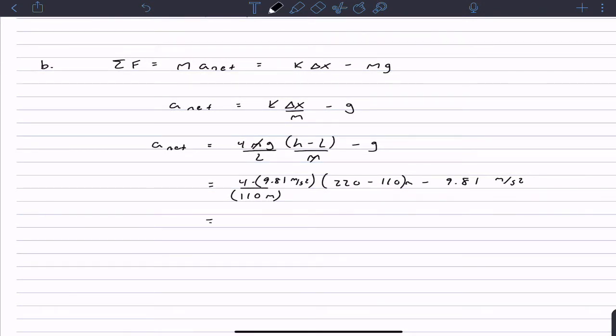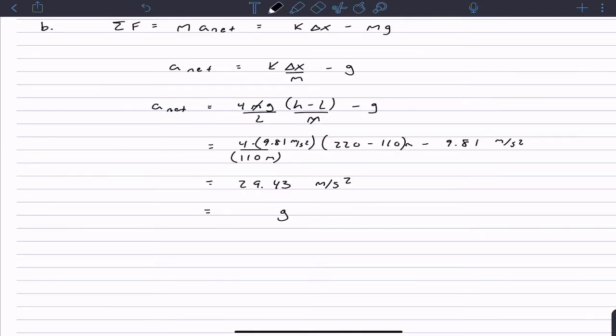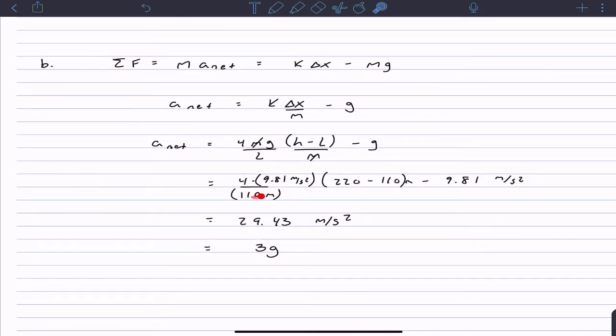Plug that into a calculator. This gives you a value of 29.43 meters per second squared, or about 3g. So that seems quite reasonable. I was looking this up, and most bungee jumps don't go over like 5g. And so the fact that this one is at 3g seems perfectly within reason, and the fact that the cable length is 110 meters. I would say that this seems like an answer.